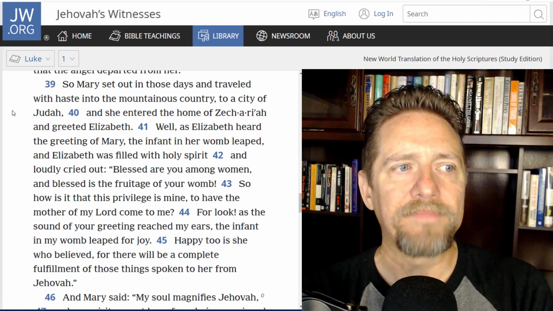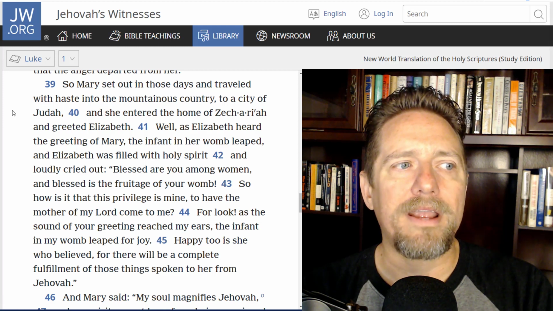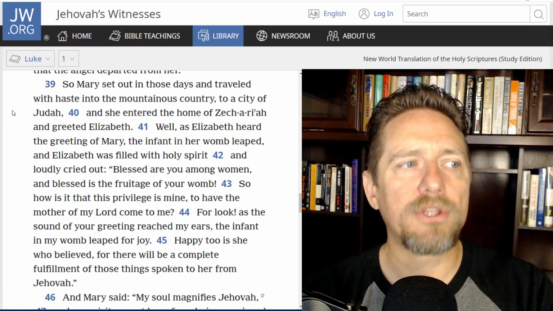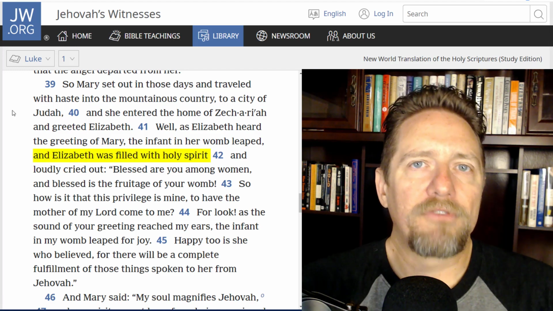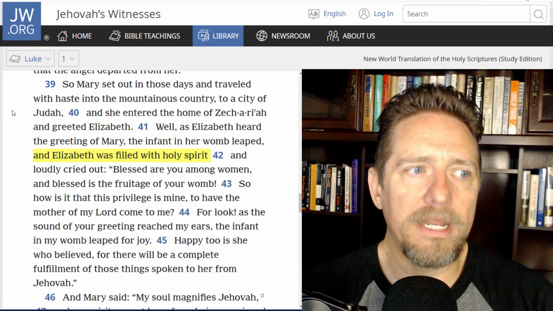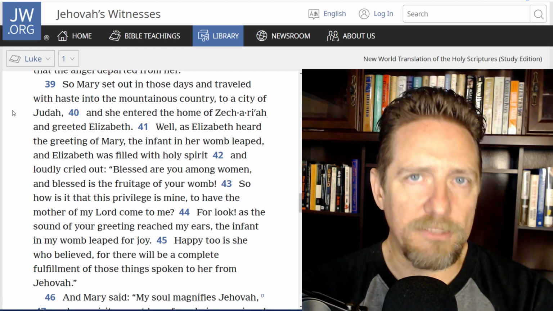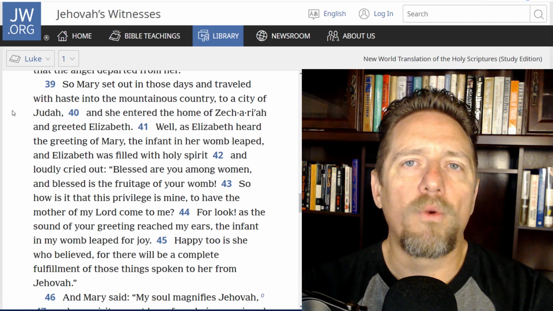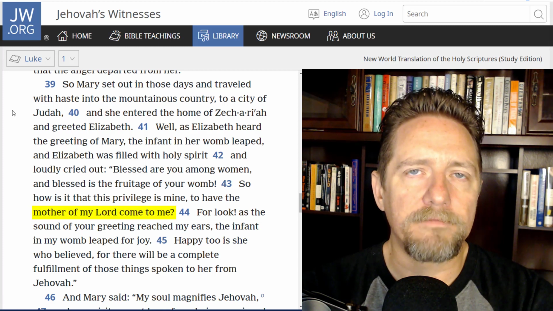Notice what it says there in verse 41, when Mary comes to visit Elizabeth, and Mary comes in and greets Elizabeth. When Elizabeth hears the greeting, the infant, John the Baptist, in her womb leaps, and then she is filled with the Holy Spirit. Okay, so now she is under the power of the Holy Spirit, and then she makes an exclamation. She loudly cries out something, and she says, "Blessed are you among women, blessed is the fruit of your womb." And then, why do I have this privilege to have the mother of my Lord come to me?